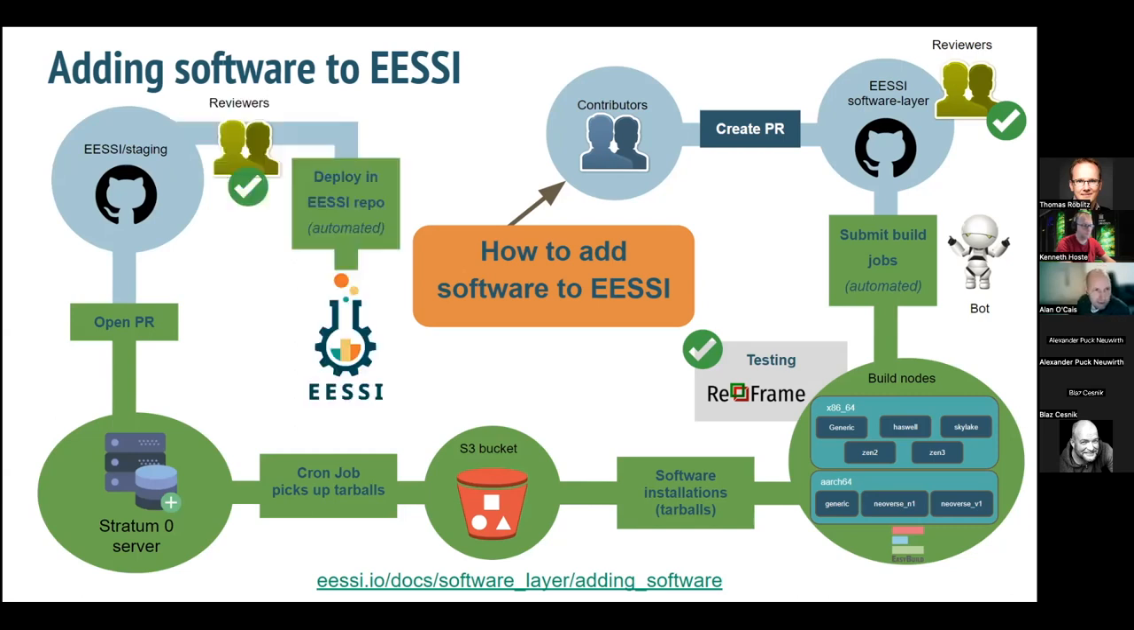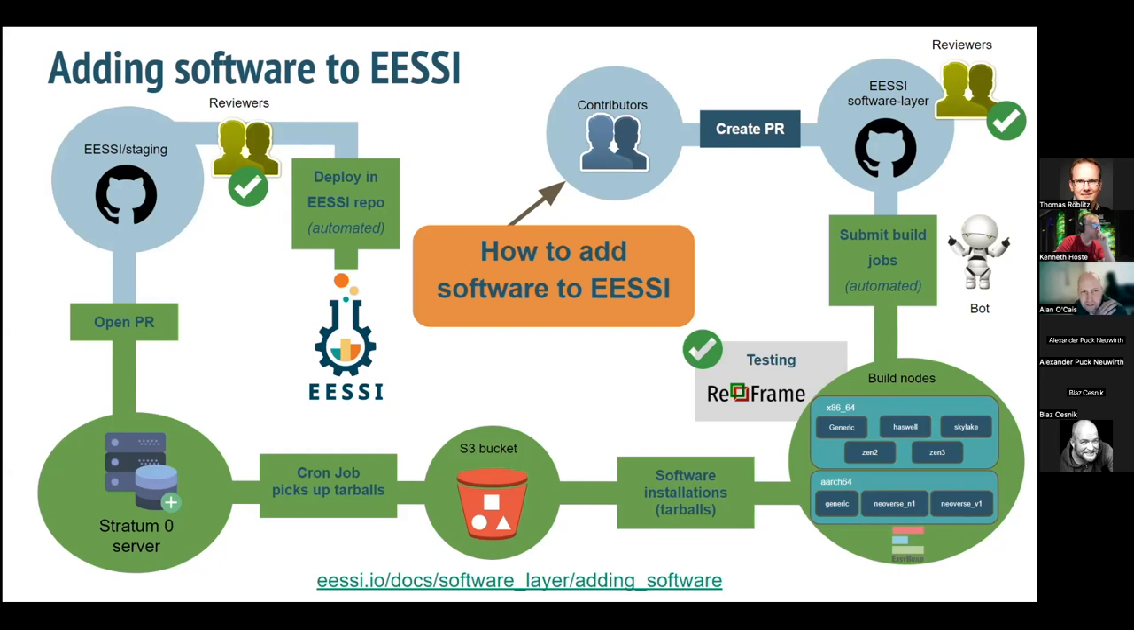where again, somebody has to make a review to make sure that what is being touched by those installations is only what we expect to be touched. So we have a review to make sure that the installations are not touching unexpected files. And then once that's approved by the reviewers, it will get automatically deployed into the EESSI repository and be available anywhere where EESSI is available.